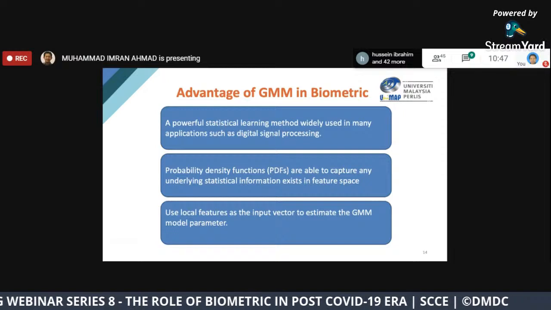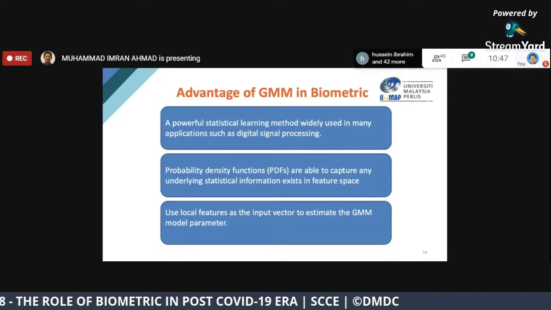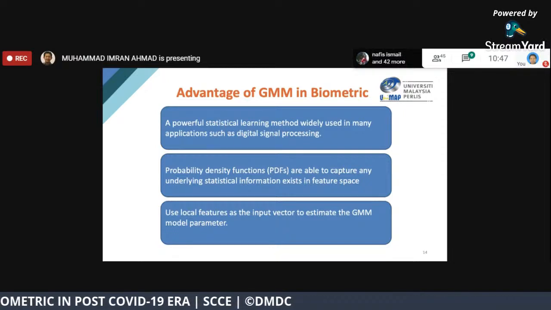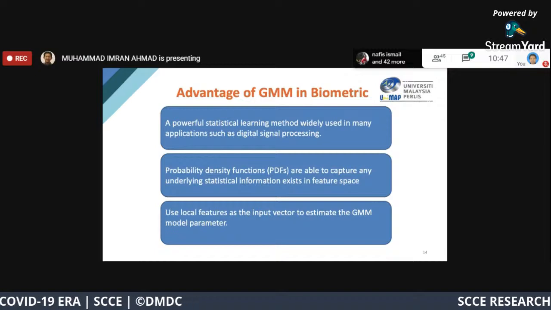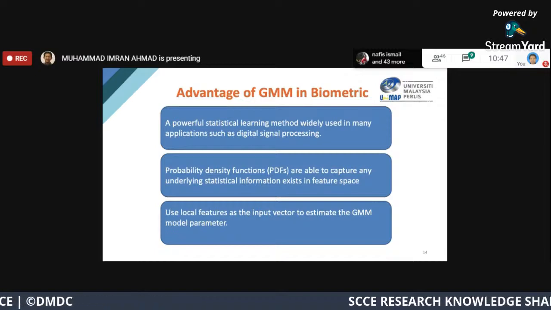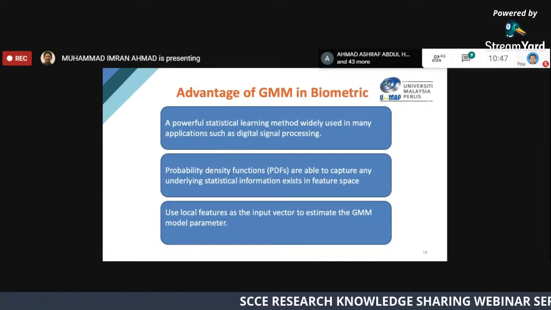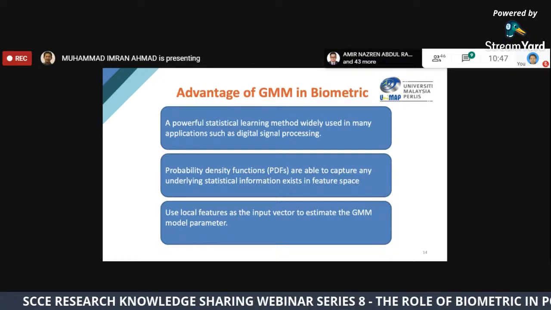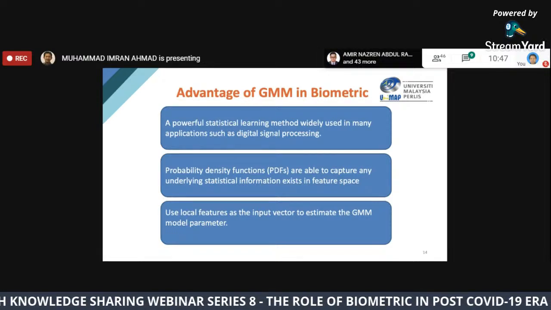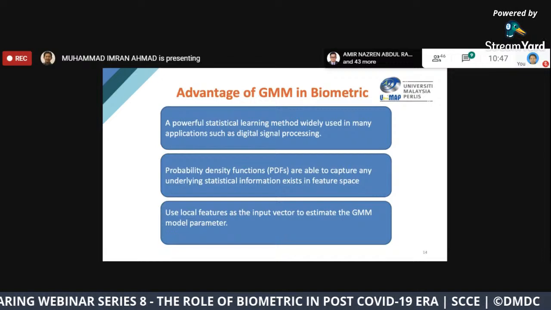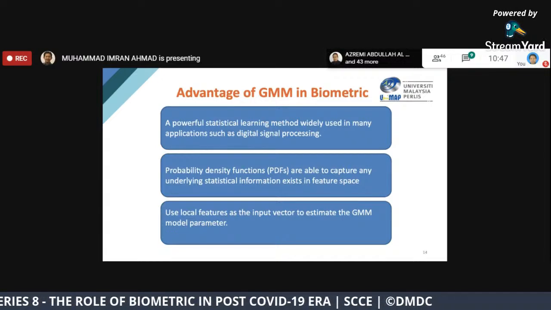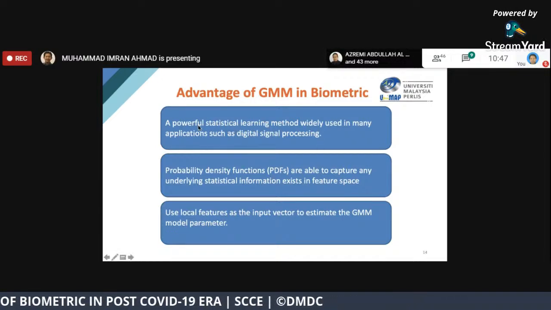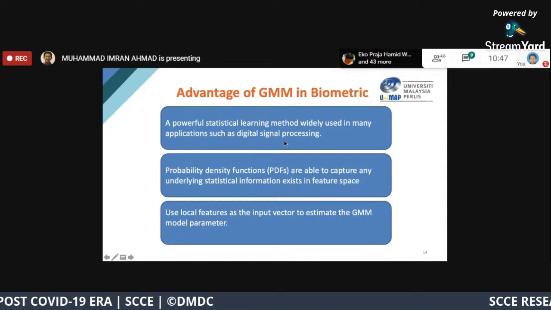The method that uses GMM will guarantee to produce a better recognition accuracy. Maybe it can go up to 100%, or maybe less than that, 99 something or 98 something. The reason is that they use a statistical learning approach. In machine learning, GMM is considered one topic of machine learning. That's why this technique is widely used in digital signal processing.